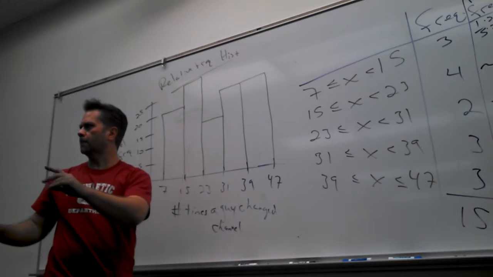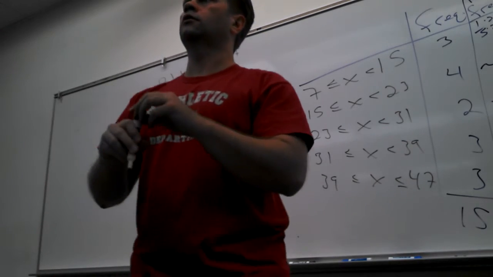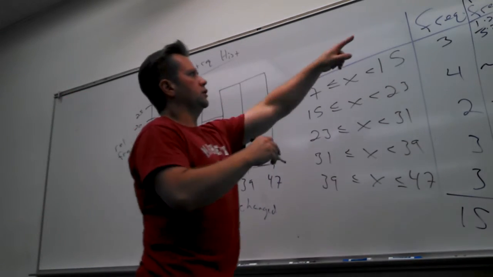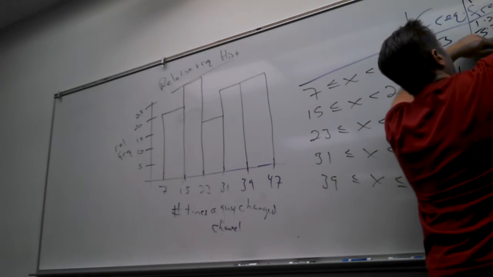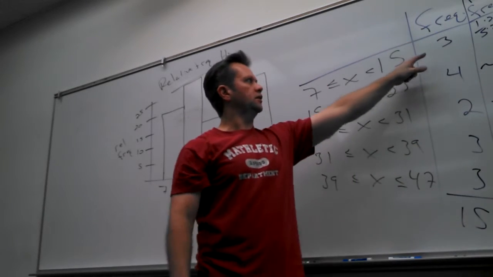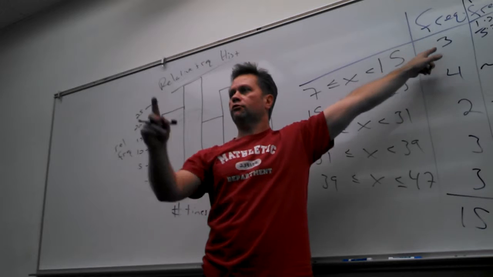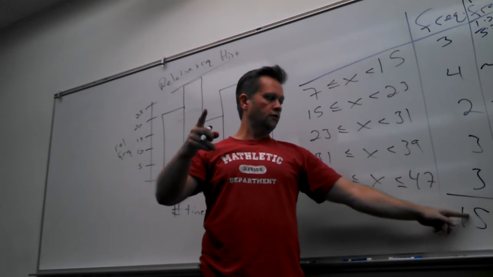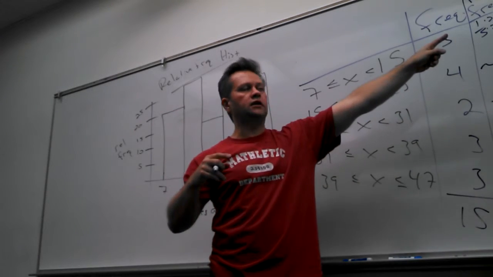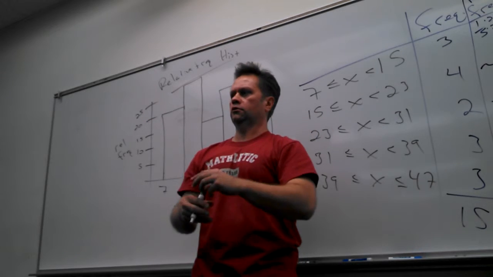Can you explain how you got the relative frequency again? So another name for relative frequency is just percent. What percent of the data is in this first class? There are 3 data points out of 15. So 3 divided by 15 is 0.2. Yeah, cool.